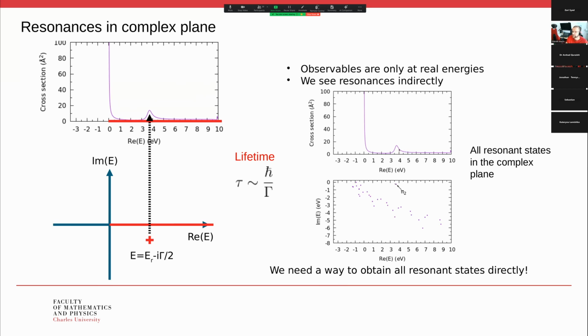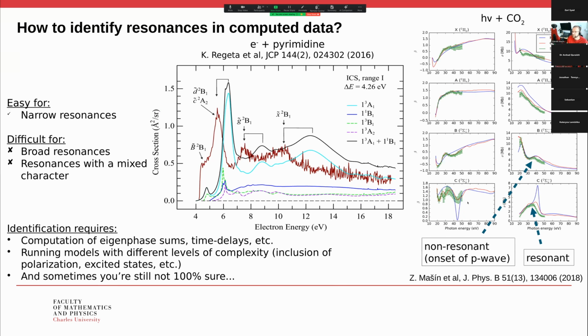And so, to be able to identify resonances in our data, we would like to see a plot like this, where we have our cross-section, which can contain various features, and we can also see what's happening in the complex plane to find the solutions there. That is important, especially for complicated systems, such as this pyrimidine, where you see in red the experimental data. These are the cross-sections for electron impact excitation on this molecule. The red is the experiment, and the black curve is our calculations.